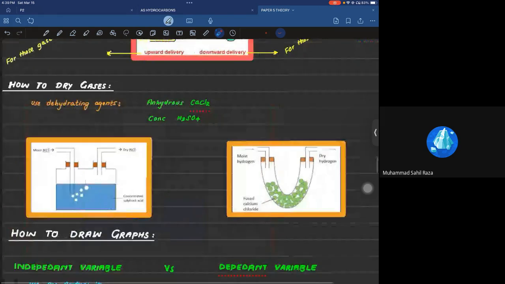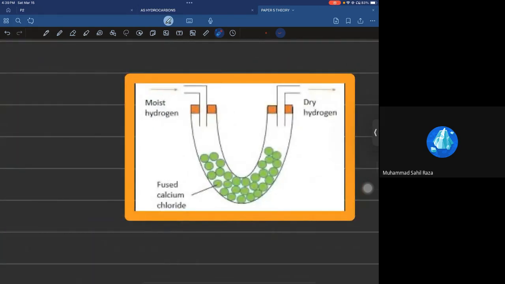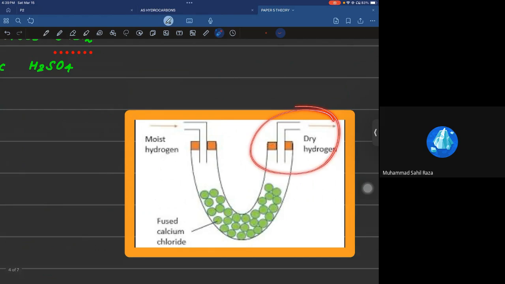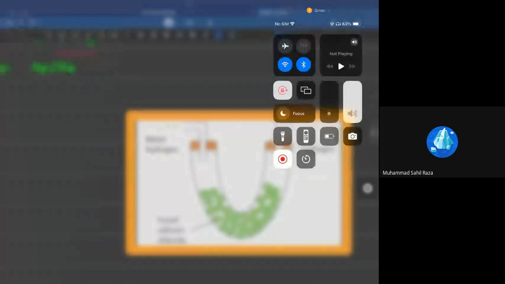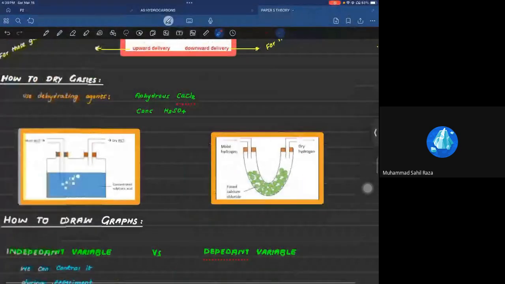Okay. Now, then we have this method. We have fused calcium chloride powder over there. I'm going to pass the moist hydrogen gas, the wet gas. Once it enters this environment containing the fused calcium chloride, I would see that all of the water content has been absorbed by this anhydrous calcium chloride. And when it's leaving the container, you will have dry hydrogen gas.